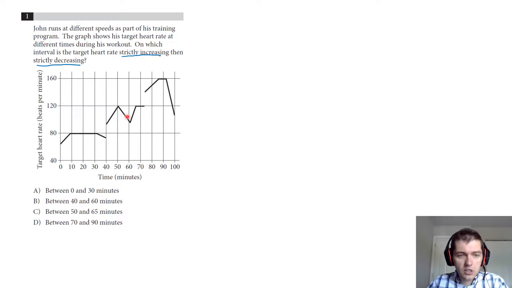This looks like an increase and decrease. That's probably what they're looking for. Everywhere else, we have a plateau between our increase and decrease, which means that this is the interval they're looking for. We go down our graph. They're asking for it in terms of the time, the x-axis, which means that it is between 40 minutes and 60 minutes. This is occurring. That is answer B.